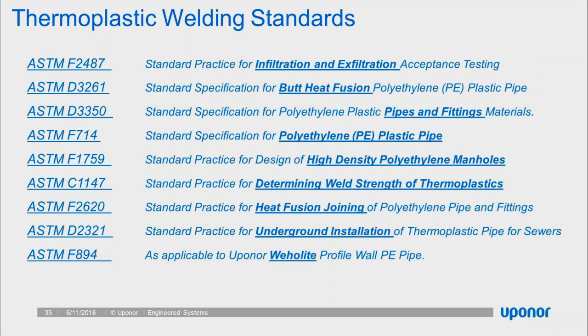There are a number of ASTM standards and specifications applicable to extrusion and thermoplastic welding. We're not going to read the laundry list here, but we will point out some of the important ones. ASTM F1759 is applicable for all vertical applications, so manholes, manhole risers, even manhole risers off horizontal vessels would have to be developed and designed in accordance with F1759. Another important standard is ASTM D2321, which governs the backfill and installation of the systems. We'll talk about that in a little bit. And then lastly, ASTM F894 is the applicable standard for Weholite profile, structural profile wall pipe.